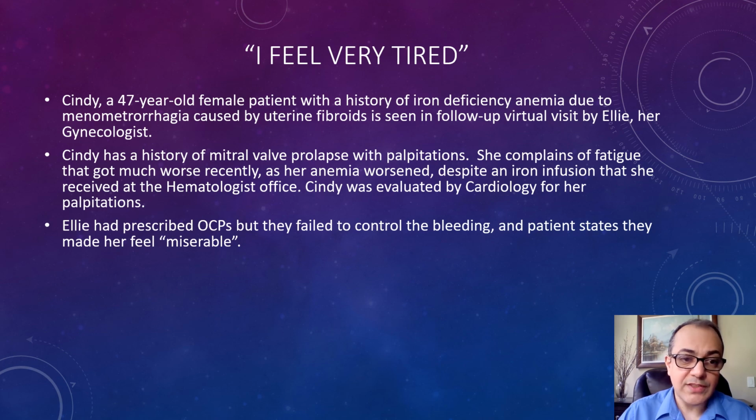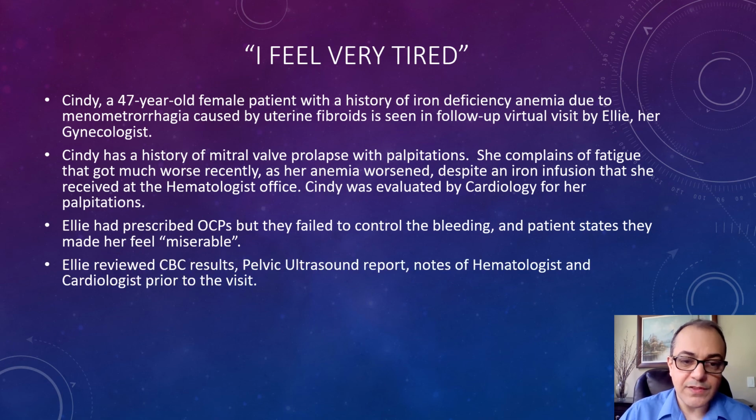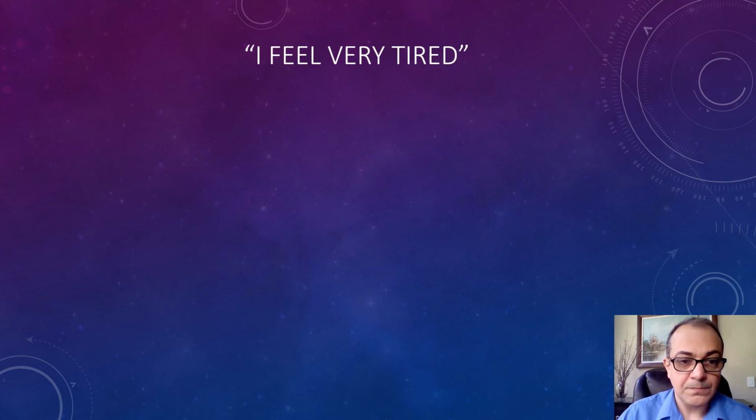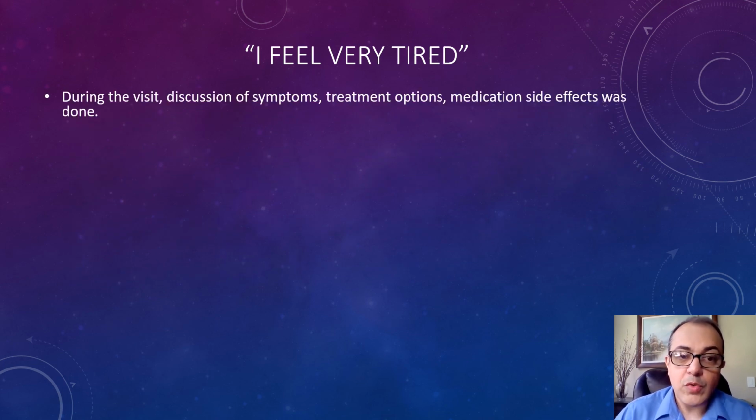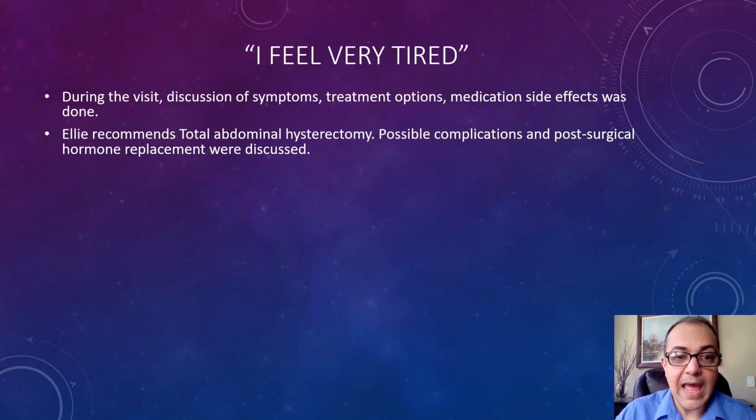Now, the gynecologist, Ellie in this case, had prescribed oral contraceptive pills, but they failed to control the bleeding, and the patient states they made her feel miserable. This is not an option for her. Ellie reviewed the CBC results, pelvic ultrasound report, notes of the hematologist, and notes of the cardiologist prior to the visit. During the visit, discussion of symptoms, treatment options, and medication side effects was done. Ellie recommends total abdominal hysterectomy.